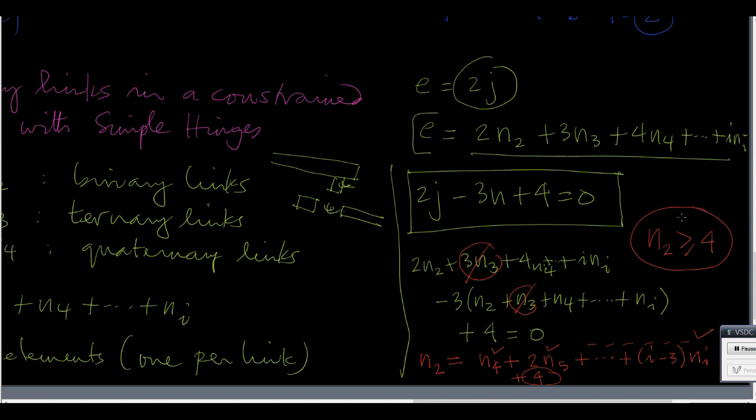Even if you have ternary, quaternary links and so on, if your linkage has 1 degree of freedom, then the number of binary links in it is at least 4. So this, to me at least, was a surprising result, and we will stop here.